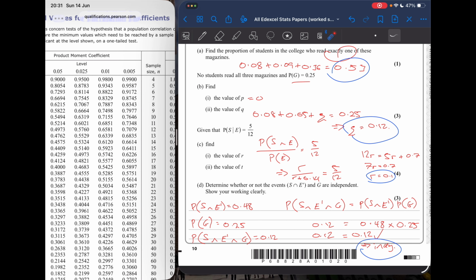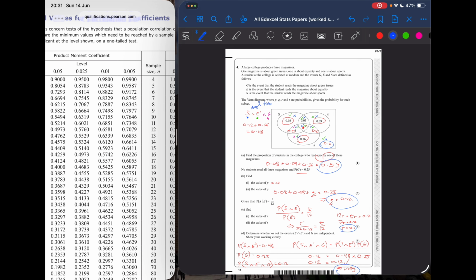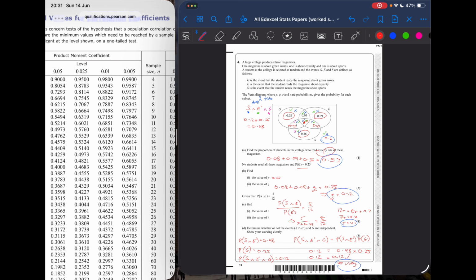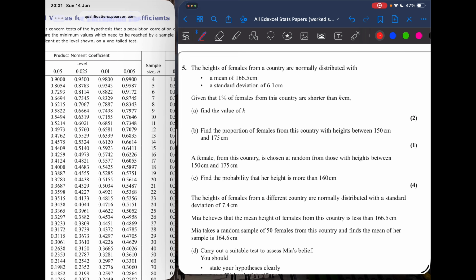Lovely jubbly. Same works in reverse. If we knew they're independent, we could write this fact down. So it's like they're both true or neither true. Lovely, that's all good. Did we do everything on the page? Yep, we have. Let's keep going.